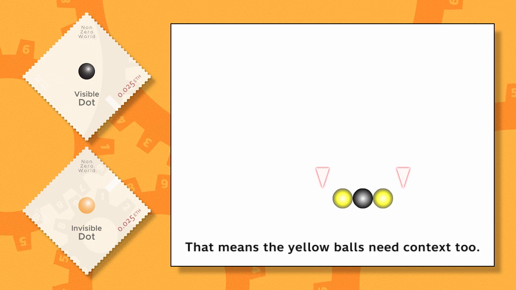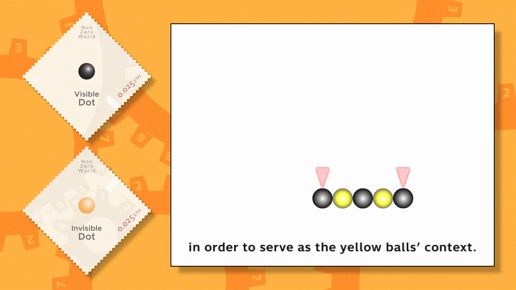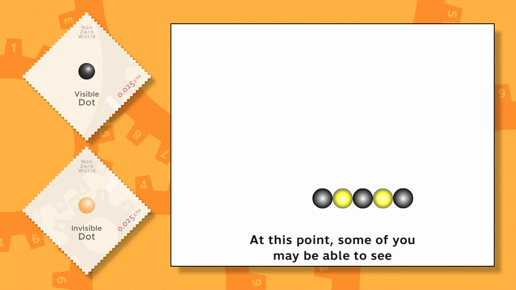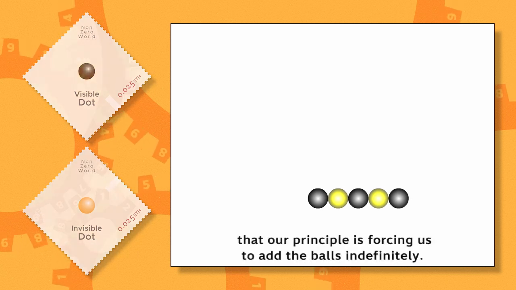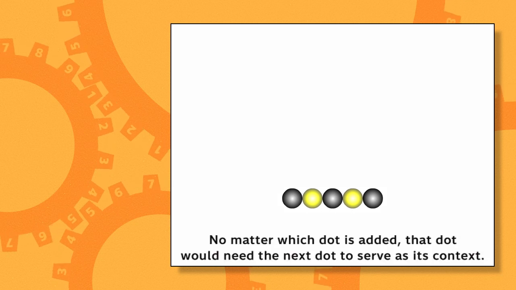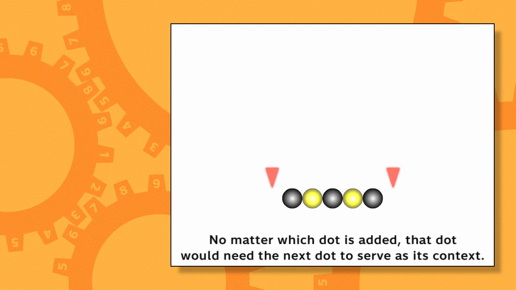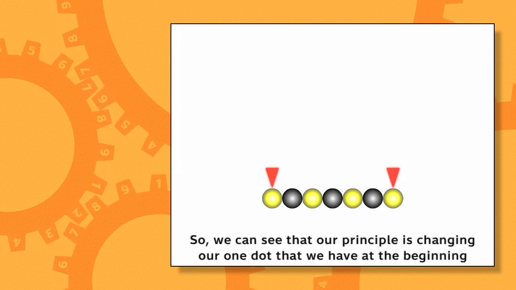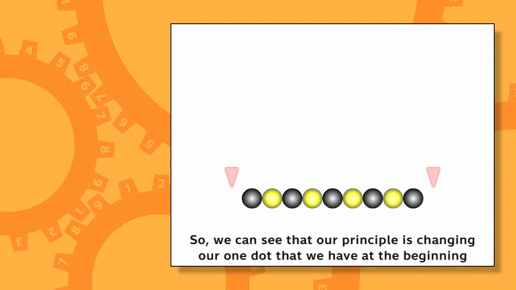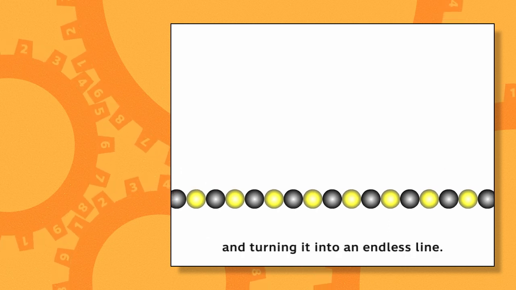That means the yellow balls need context too. So, I need to sandwich the yellow balls with two more black balls in order to serve as the yellow balls' context. At this point, some of you may be able to see that our principle is forcing us to add the balls indefinitely. No matter which dot is added, that dot would need the next dot to serve as its context. So, we can see that our principle is changing our one dot that we have at the beginning and turning it into an endless line.